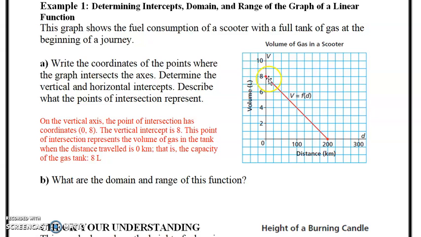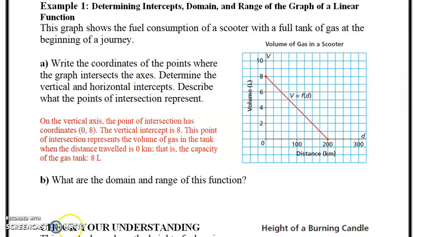This point of intersection represents the amount of gas in the tank when the distance traveled is 0. So a full tank of gas on this scooter, so the tank would have 8 liters, okay? And again, it's at travel at 0 kilometers. We haven't gone anywhere yet. So basically, we can make an assumption that the capacity of this tank is 8 liters.